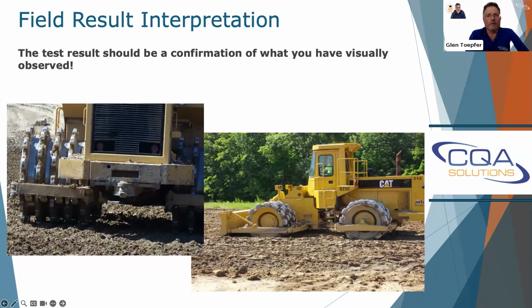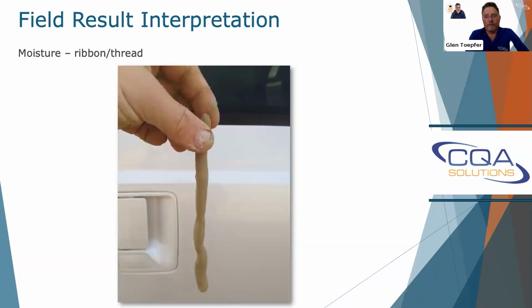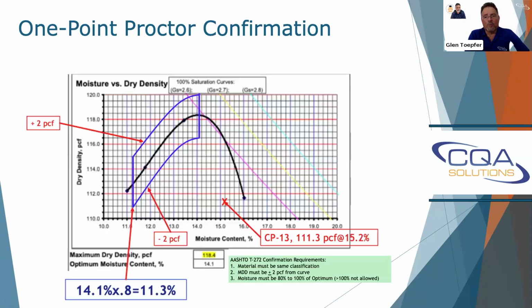There are things people can do to help with a field interpretation. Are they right? You can try and ribbon the material. Does the moisture seem right? Does the material seem right? Is it consistent? Color, things like that. One-point proctors are often not specified, but that's a good way of checking the material.